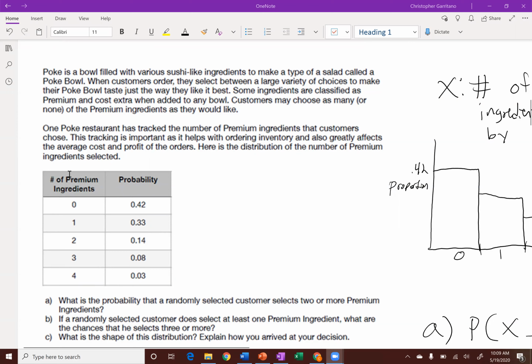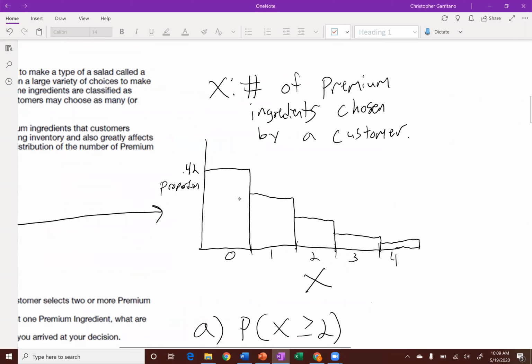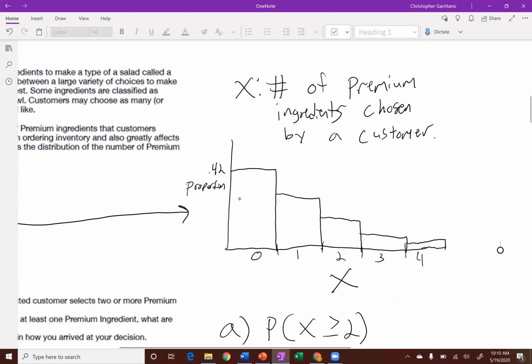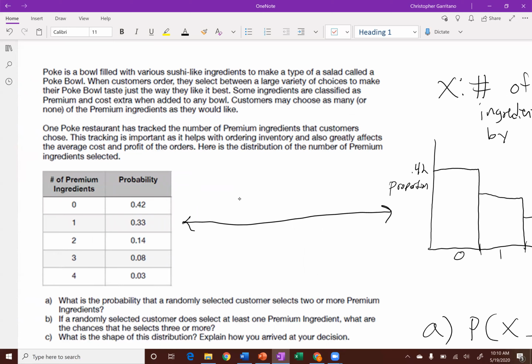I just want to point out that it's been a while since we've seen probability distributions, but remember, there's another way we can look at them. This probability distribution is equivalent to this histogram over here. If we call our random variable x and define x to be the number of premium ingredients chosen by a customer, then the distribution of x can be drawn to look like this histogram. So just keep in mind that these probability tables are simply distributions in disguise, in less visually appealing tables, but they are distributions nonetheless.